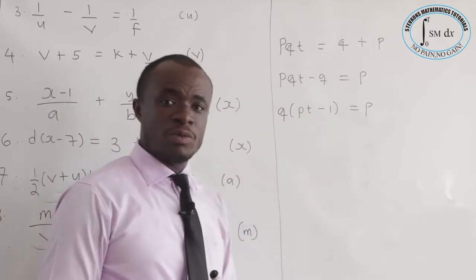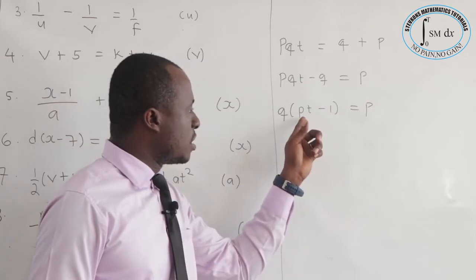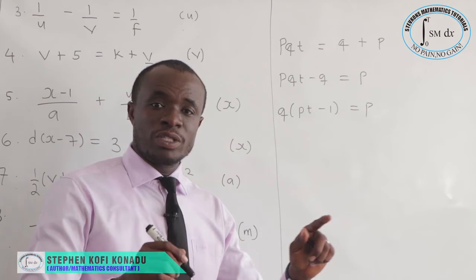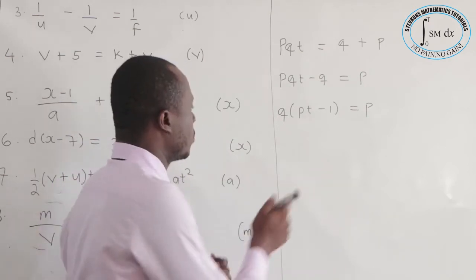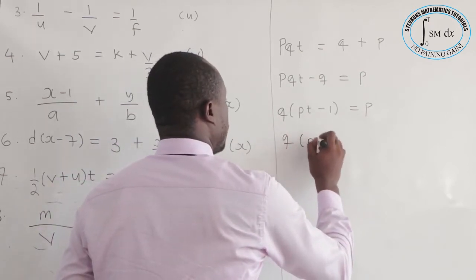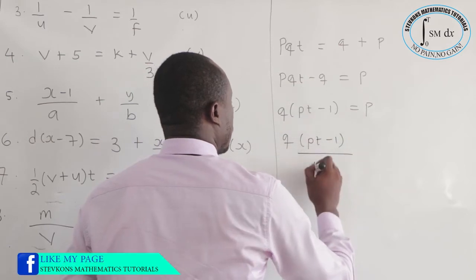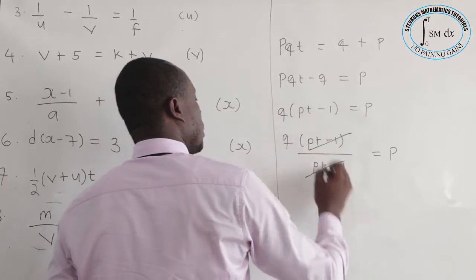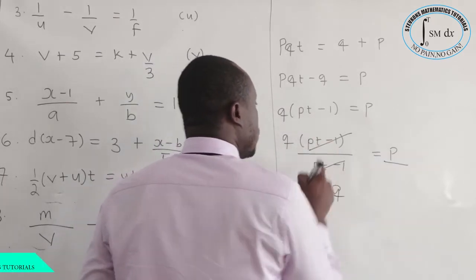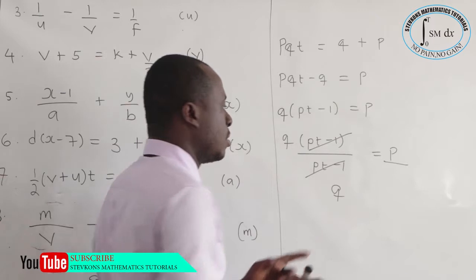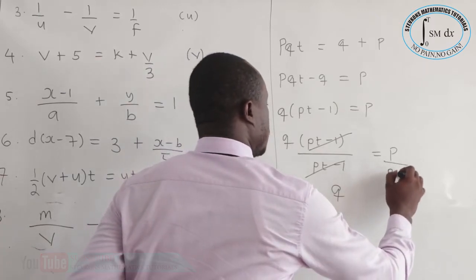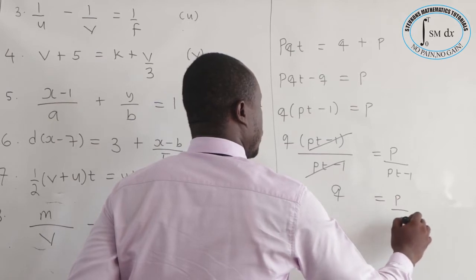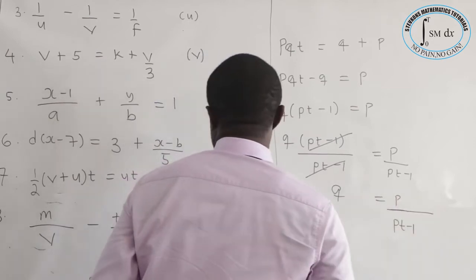We want to make Q the subject. What is multiplying the Q? It is what is in this bracket, that is PT minus 1. So we divide both sides by what is multiplying the Q. So clearly we have Q, PT minus 1 all over PT minus 1 equal to P. Now this is cancelling out that. And the same thing, whatever you do to the left hand side, do the same thing to the right hand side, which is PT minus 1. So Q is P over PT minus 1. That was the first question.